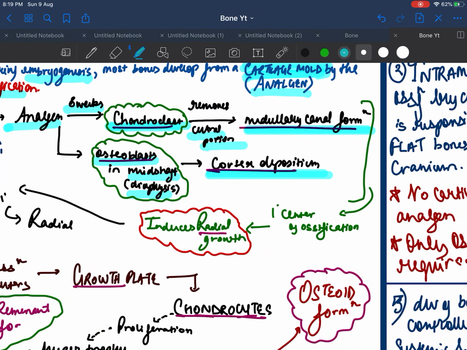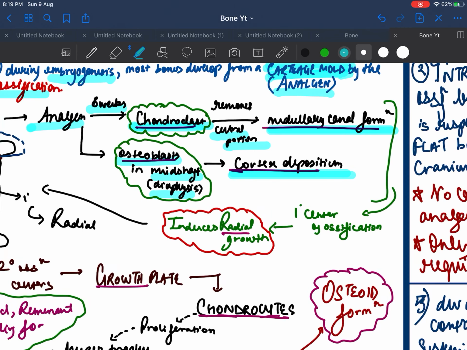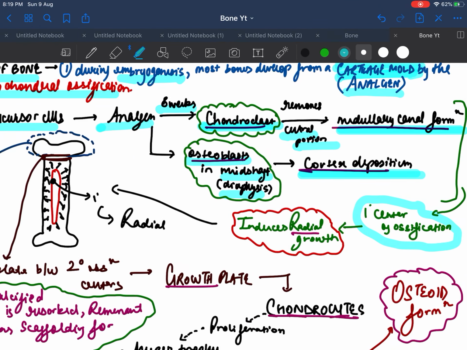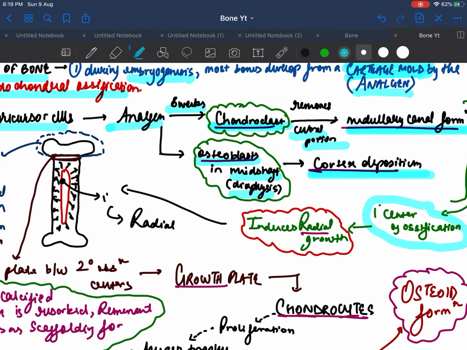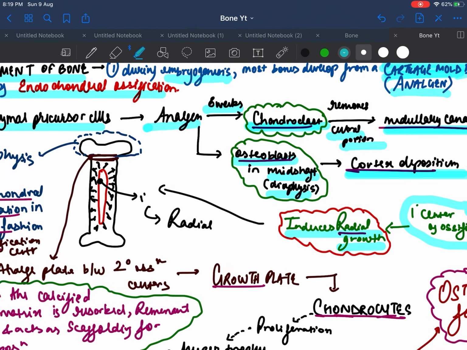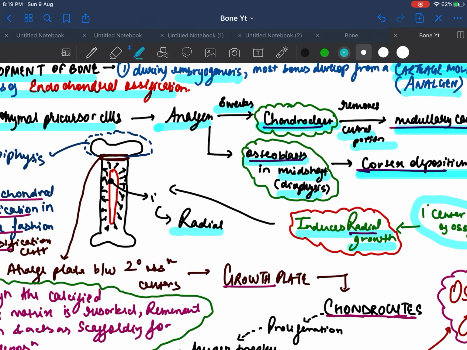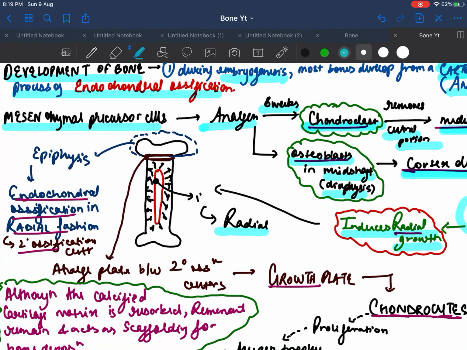Due to these areas, there will be a primary center of ossification formation, and as these two processes, that is the medullary canal formation and the cortex deposition, are occurring simultaneously, it will induce a radial growth along the shaft of the bone. So along the primary center of ossification, what kind of growth takes place? It's a radial growth. So what is happening around the epiphysis? In the epiphysis, we have an endochondral ossification in a radial fashion.